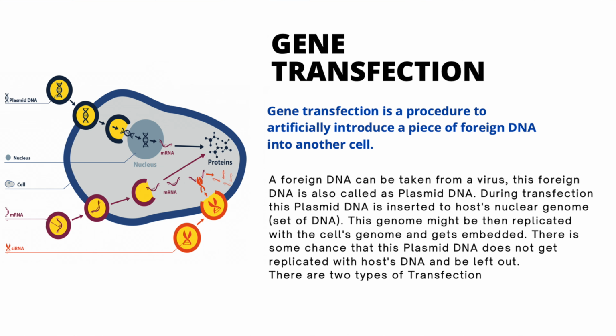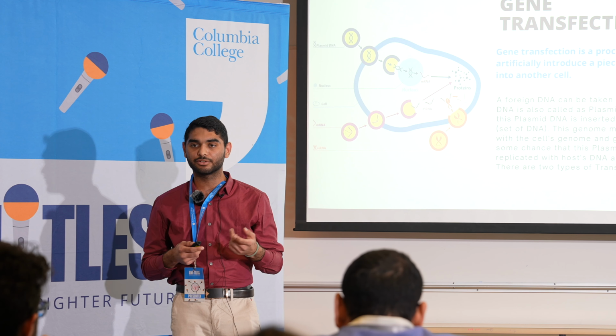Let's move on to gene transfection. Gene transfection is a process by which we can artificially introduce a foreign DNA into a cell. Why do we do that? We do that to create a desired trait of the cells, and that is done by transfection, and that is of two types, stable and transient.